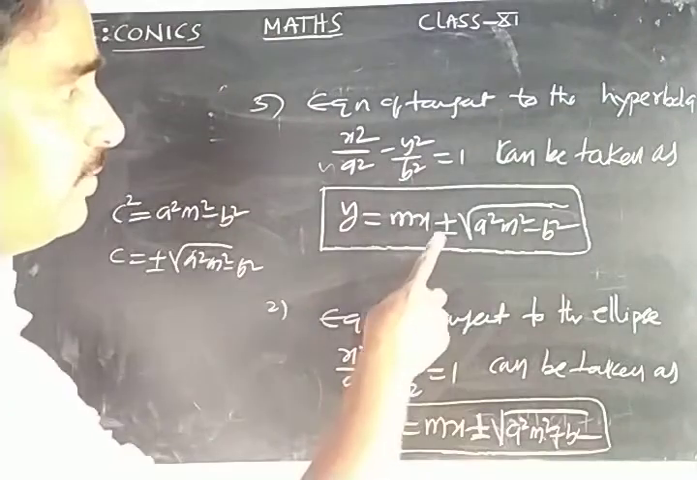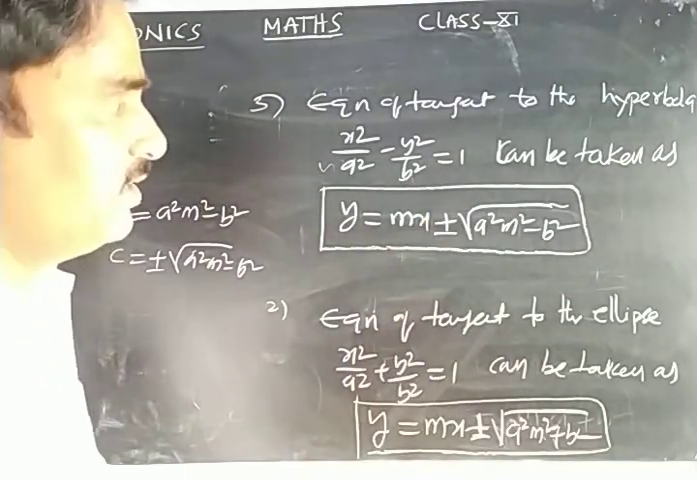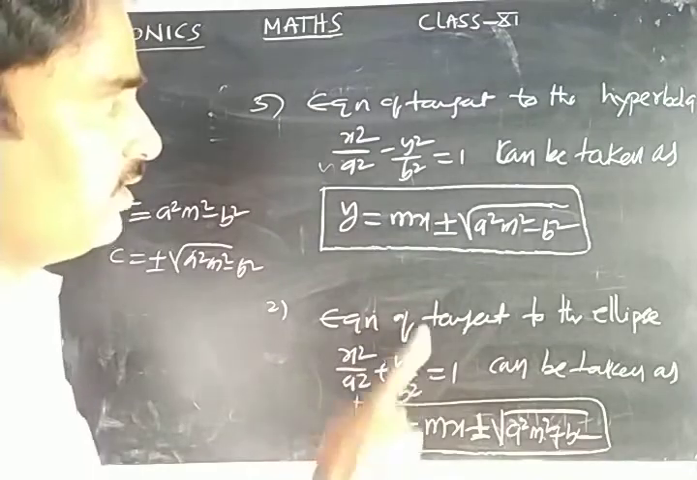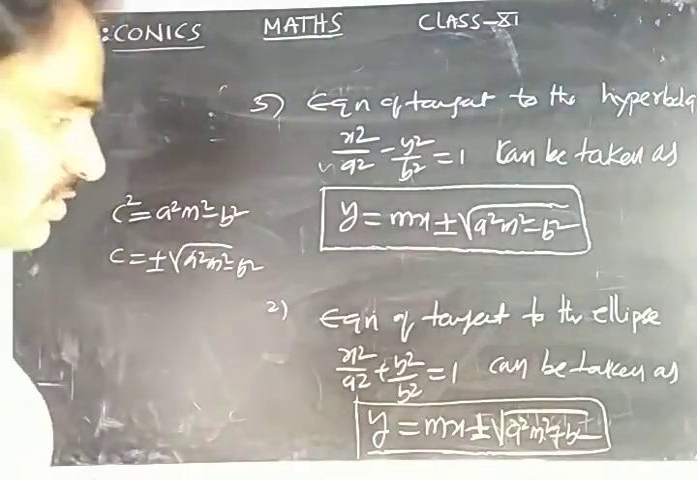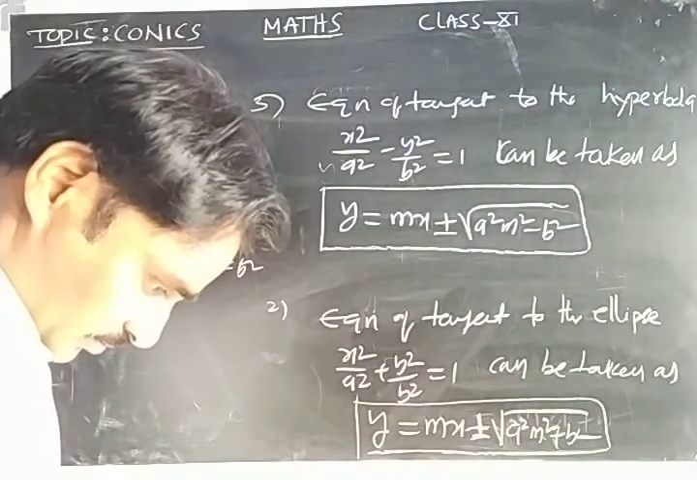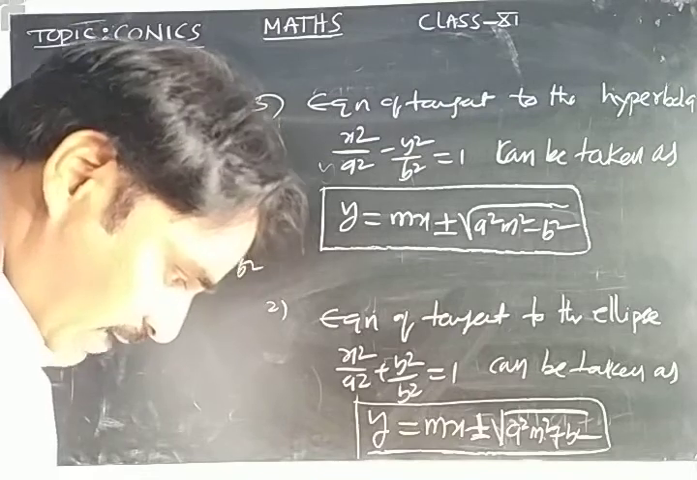So in this, see, plus and minus, any one will be the tangent, but not both tangents. If you take plus, that may be the tangent, or minus may be the tangent, but both are not tangents. The same holds for parabola and hyperbola also.